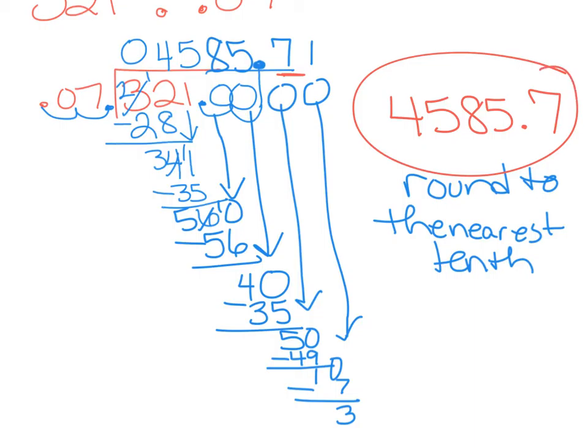4,585.7. Okay, if you find yourself in a situation where the number that you get down here just keeps repeating and every single time you get the same number up here, you would draw a little line over the last digit that repeats on and on and on, and that's also fine. Okay, the one thing we do not do anymore is have a remainder.